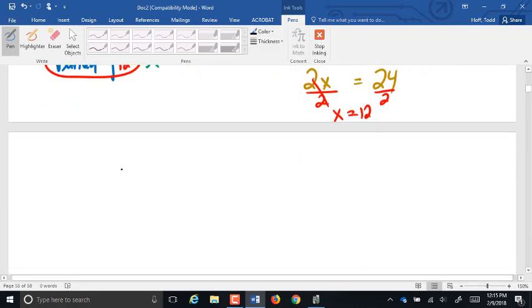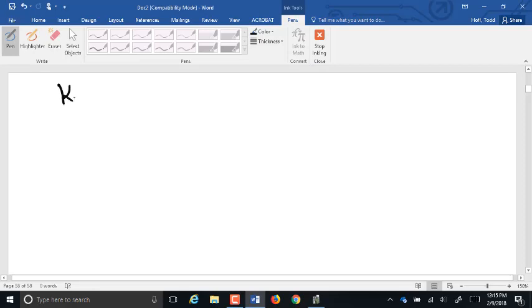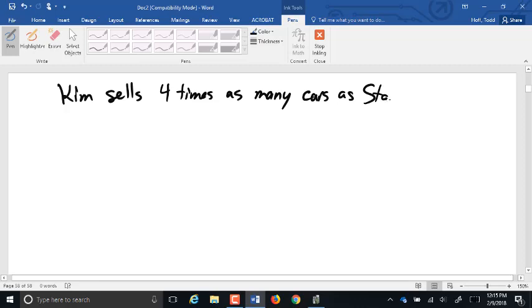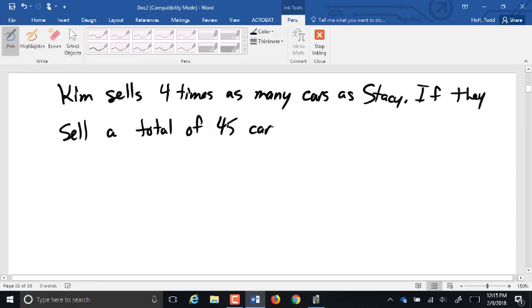Similar to that problem, though, we might have: Kim sells 4 times as many cars as Stacy. If they sell a total of 45 cars, how many did each sell?